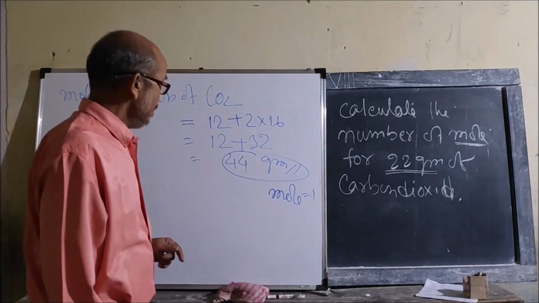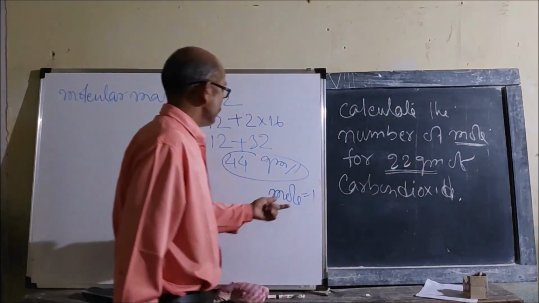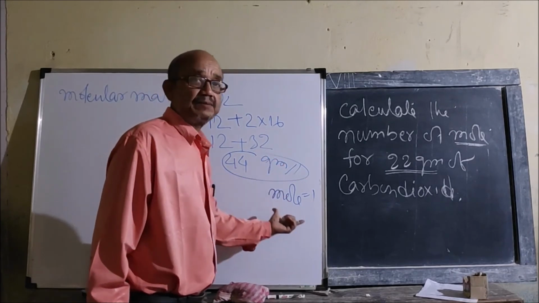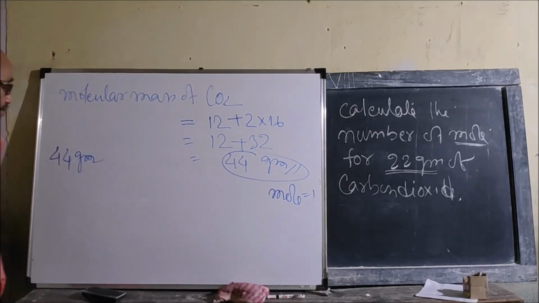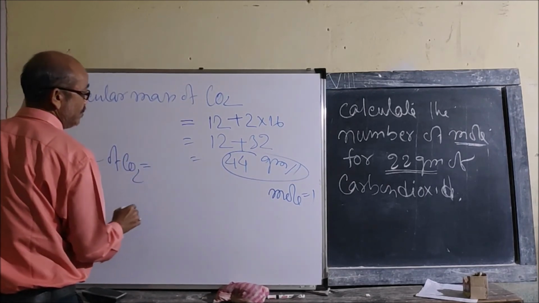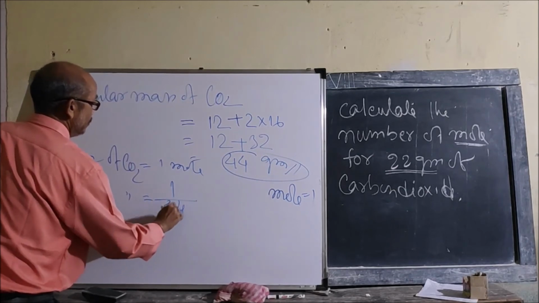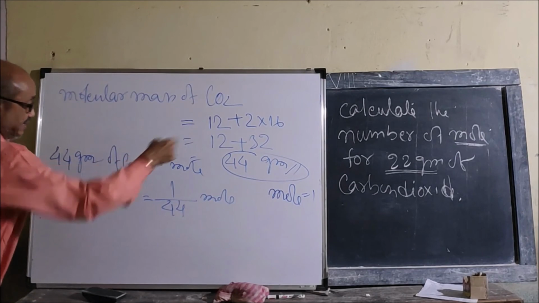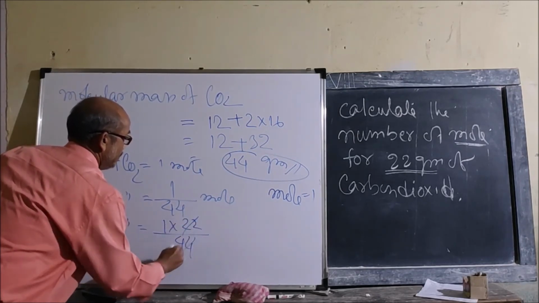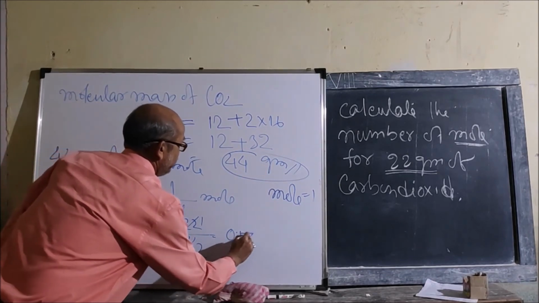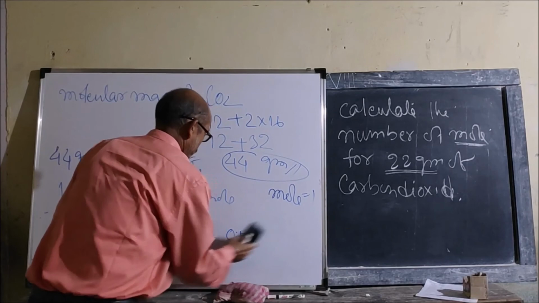And the other is formula, 1. Now we have to find the mole, so we have to start by mass. When we have to find that one, we have to start by that one. So 44 gram of carbon dioxide is equal to how much mole? 1 mole. Therefore, the given 22 gram carbon dioxide is equal to how much? 0.5 mole.